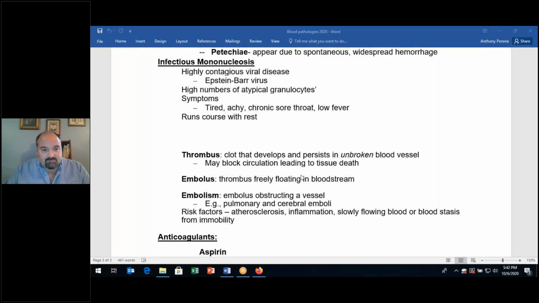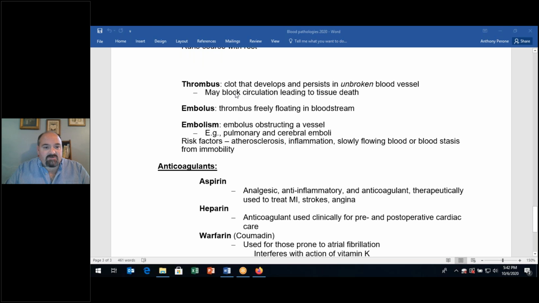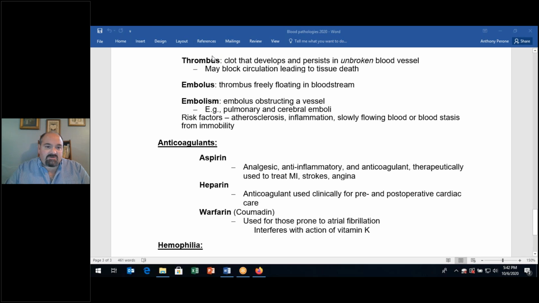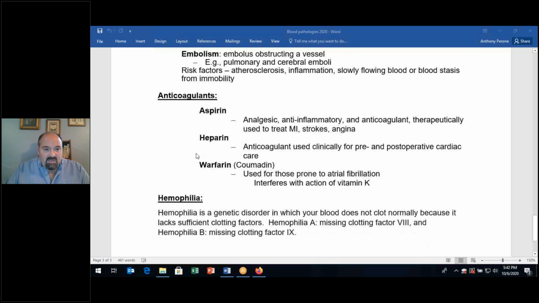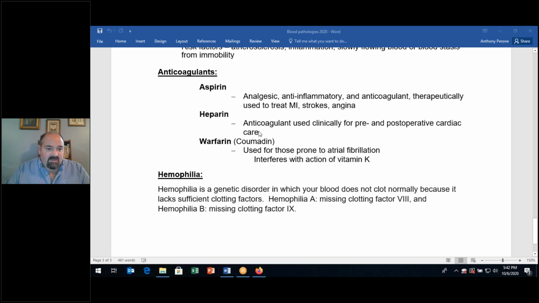All right, so let me hide everyone. We'll finish up our sharing of the information here. So I just gave you a reiteration and a review of thrombus, embolism. So you can review that and look at that. Anticoagulants, okay, so if we're looking at clotting and such, aspirin, heparin, warfarin, aka Coumadin, these are all anticoagulants that can help prevent blood clotting.